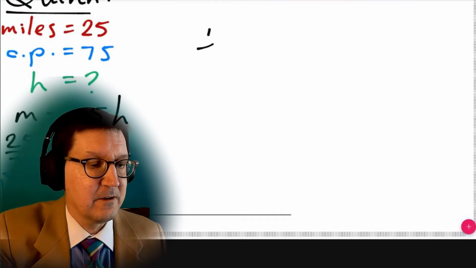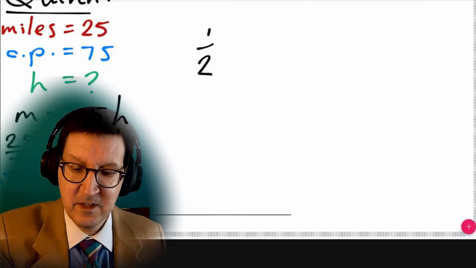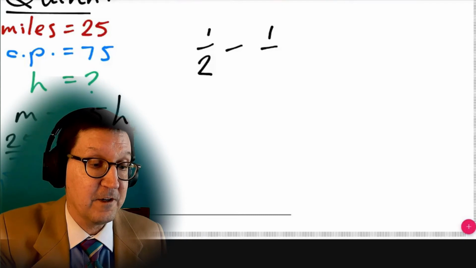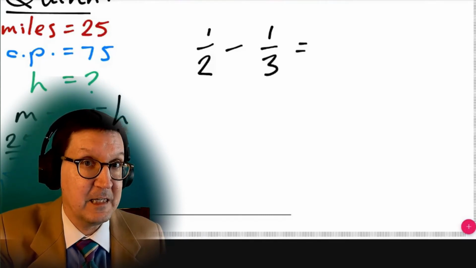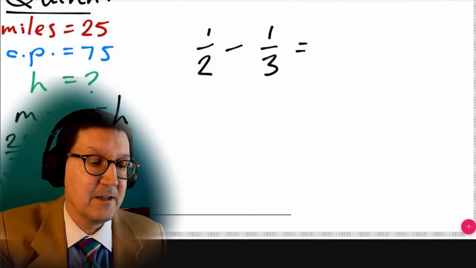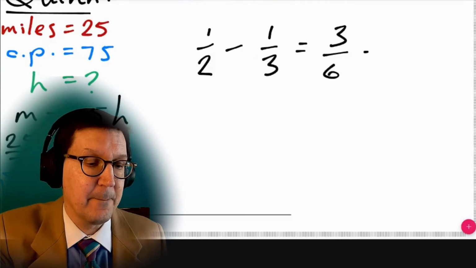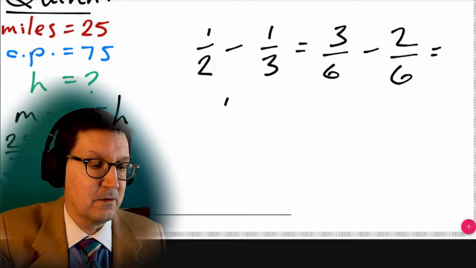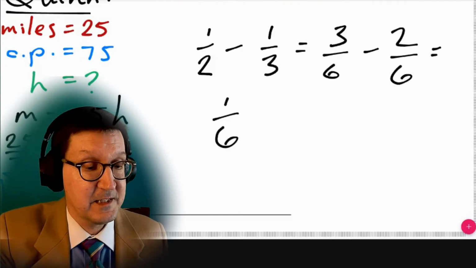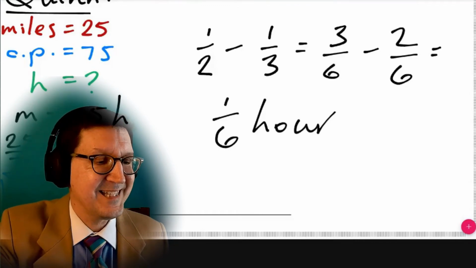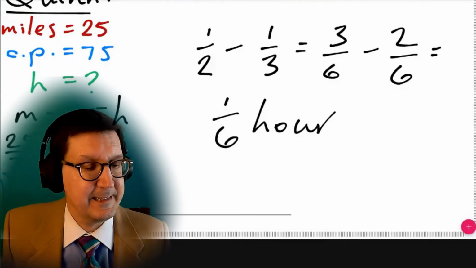1/2 hour for Kadeem minus that 1/3 of an hour for Quinn, that is something we have to find a common denominator for. So our common denominators are 6s, aren't they? So 3/6 minus 2/6 gives you 1/6. So 1/6 what? 1/6 of an hour. So it takes them 1/6 of an hour longer to cover that distance.